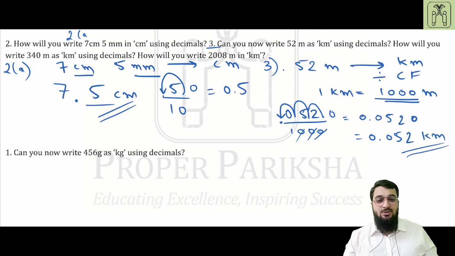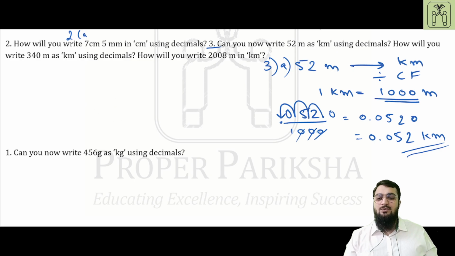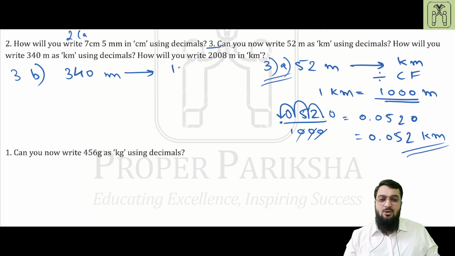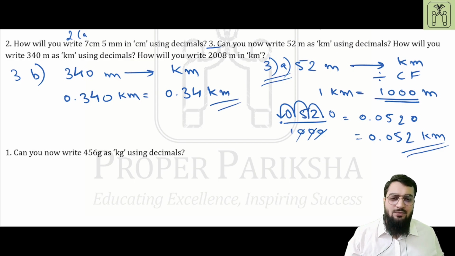This was question number 3, part A. Coming to the next part, that is writing 340 meter as kilometers. So 340 meters can be written as 0.34 kilometer. How will you do that? Follow the same method as mentioned in 3.A, and you will get the answer of 3B. 340 meters into kilometers will be 0.340 kilometer, or it can be written as 0.34 kilometer. You just have to replace 52 with 340 and the answer will be available.